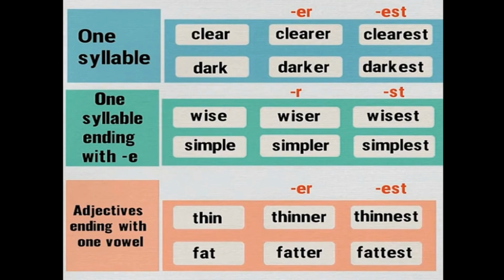Number 3, adjectives ending with one vowel and one consonant. Thin, fat. بنعمل فيهم يا شباب بنضاعف الحرف الأخير. Double the last letter. Thinner, thinner than. In superlative thinnest. Fat, fatter, fattest.